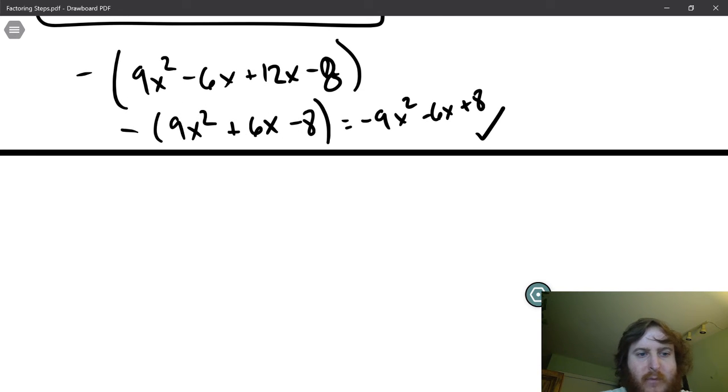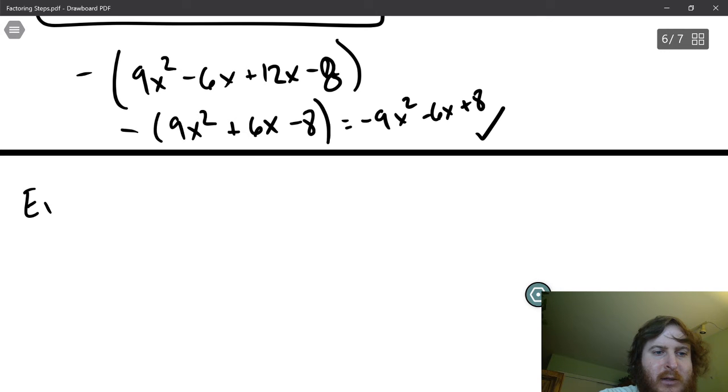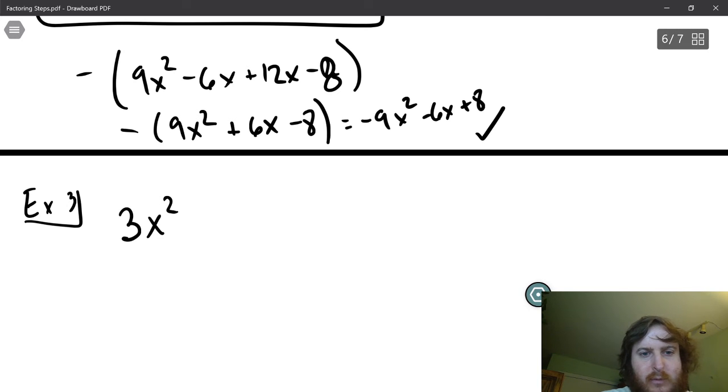Another one that we might see that's a little bit easier could be something like, say we have 3x squared. Give me 1 second. I had this written down and I lost it. Okay, so if we had something like 3x squared minus 10x minus 8. This one's a little bit easier. So in this case, same thing.